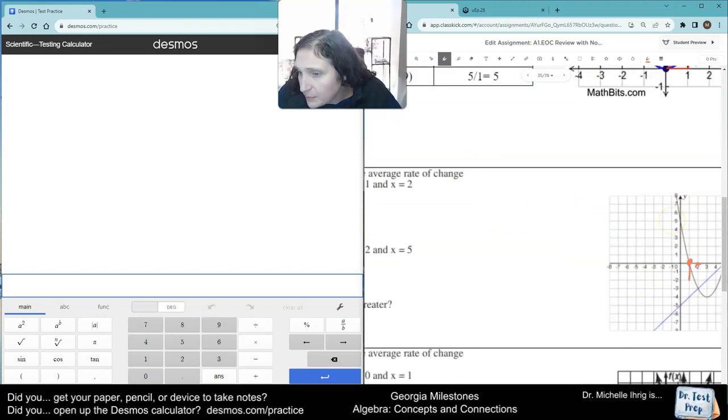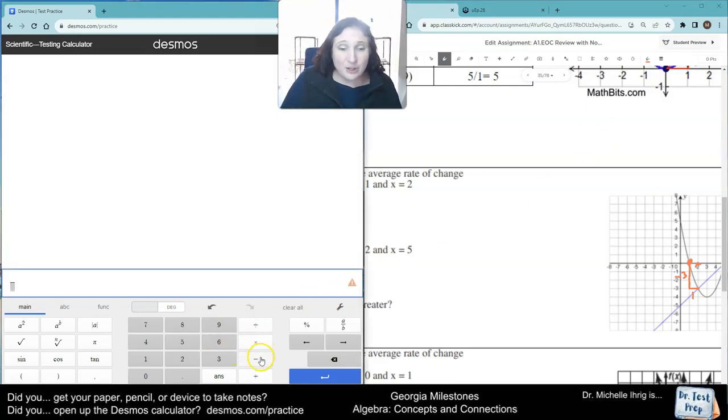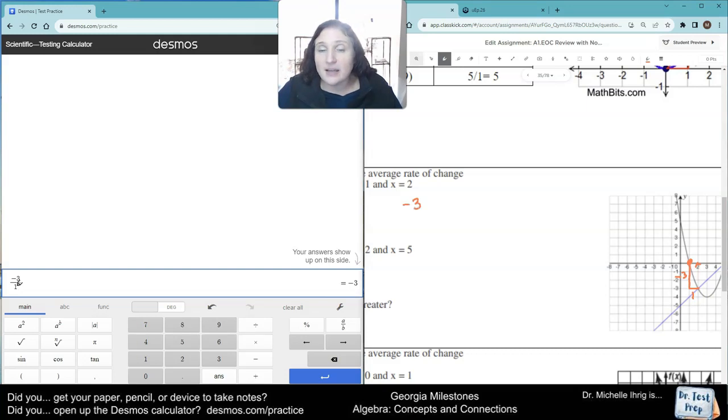So from this point to this point, I went down 3 and over 1. Now, hopefully you know that in your head, but if you don't, the top is the up and down. I went down 3, and the bottom is the left or right, and I went over positive 1. So this answer is negative 3, because again, I went down 3 and over 1, which is the same thing as saying negative 3 over positive 1, that we just put into our scientific calculator.